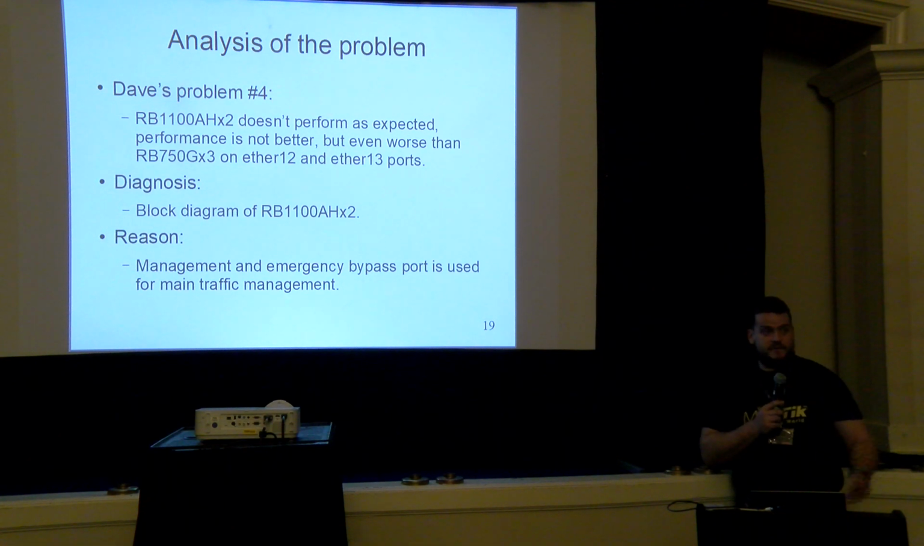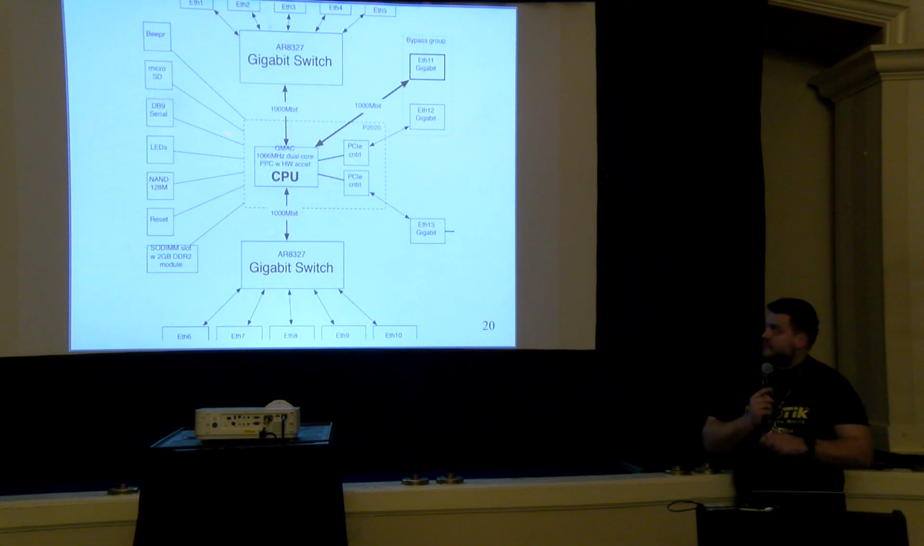And the answer is again in the block diagram. And the reason is Ethernet ports 12 and 13. Ethernet port 12 is the management port, and Ethernet port 13 is the emergency bypass port. They are both connected through a PCI controller, and they are not optimized for high-speed traffic, and so on. The best connection to the device that a port can have is directly to the CPU, so the best port on this device is actually 11. There's not even a switch chip in between.